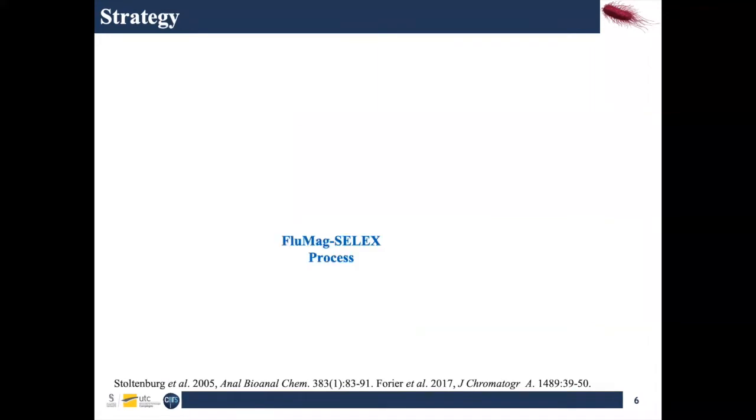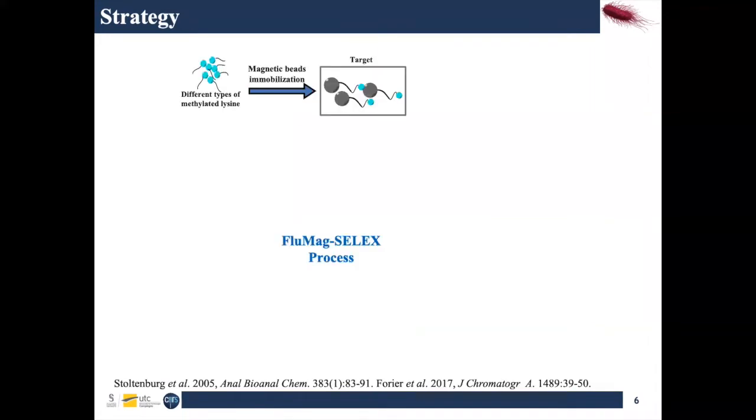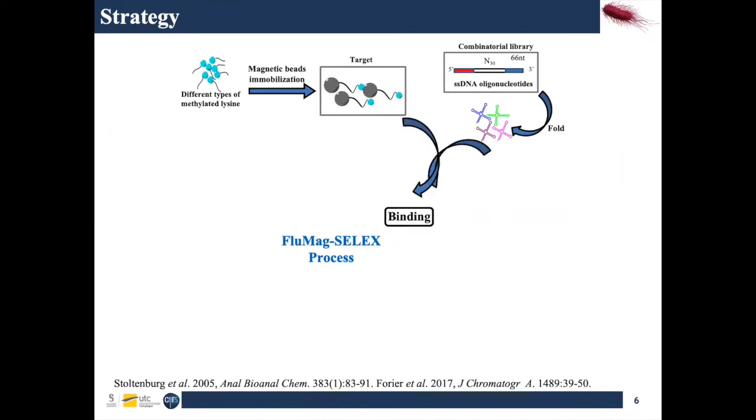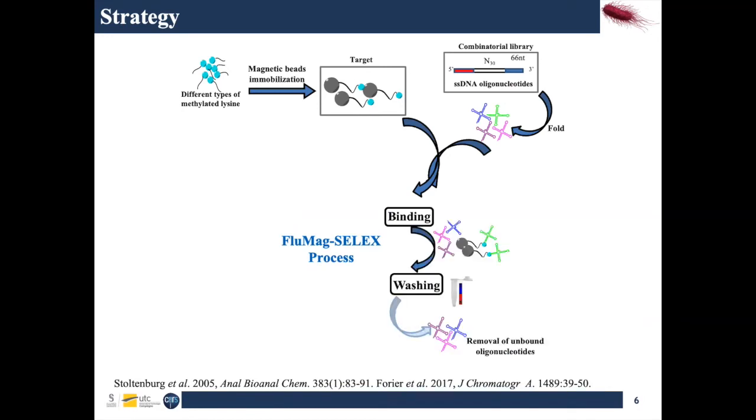So in the FluMag-SELEX, we first immobilize different types of methylysine on the magnetic beads to form activated beads. And for the combinatorial library, when it folds into functional oligonucleotides, we incubate it with the activated beads, and then we wash away the unbound oligonucleotides.